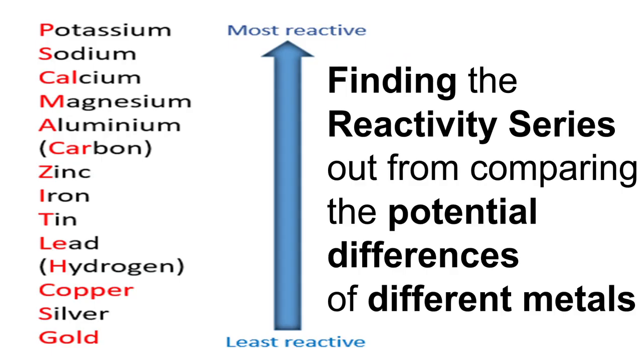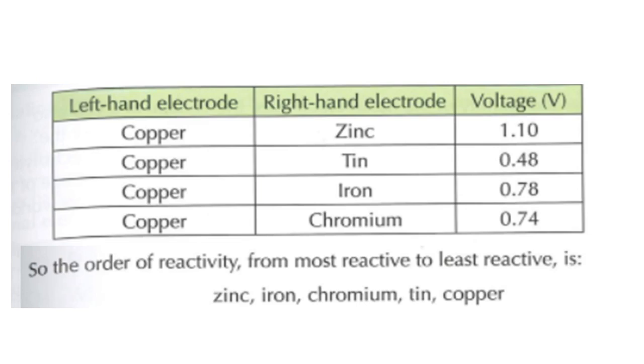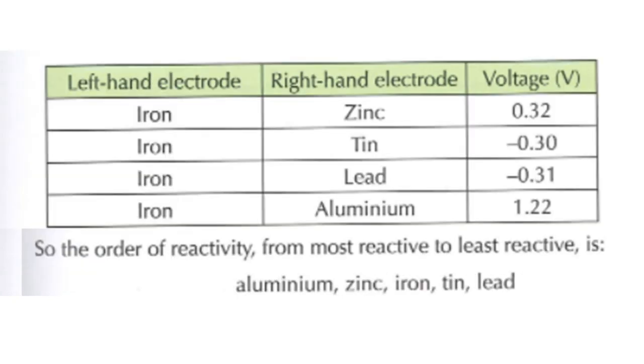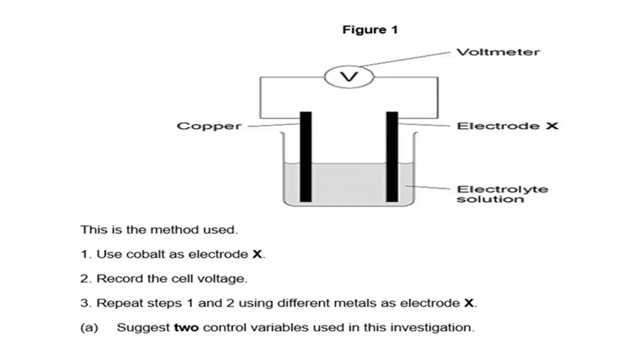Okay, so finding the reactivity series is just all about comparing the potential differences, okay? As I can see here, zinc has the highest voltage, it's the most reactive. Okay, copper is the least reactive, and then tin at 0.48 was in second place. Here's another example with iron. And as I can see, with the negative voltage, tin and lead are. So the higher the voltage, the more positive, the more reactive, and so on.